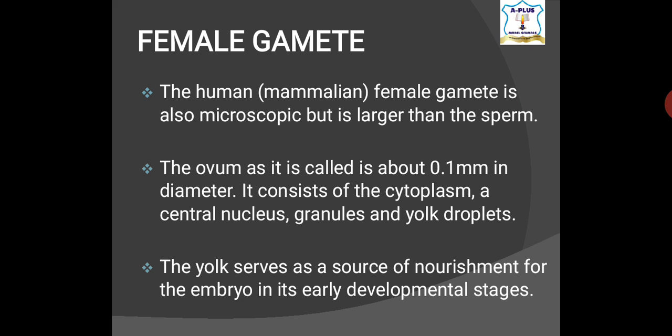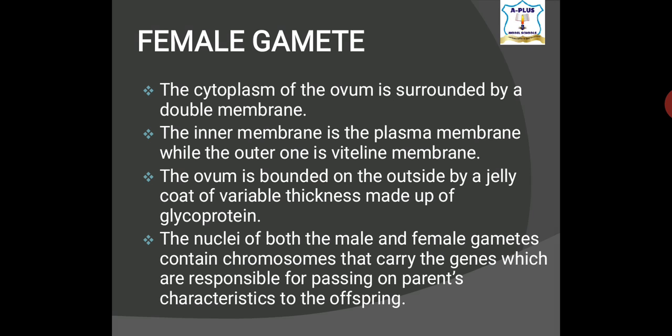Nourishment for the embryo in its early developmental stages. Then when the embryo is developing, the yolk helps to what? To nourish the embryo. The cytoplasm of the ovum is surrounded by a double membrane.